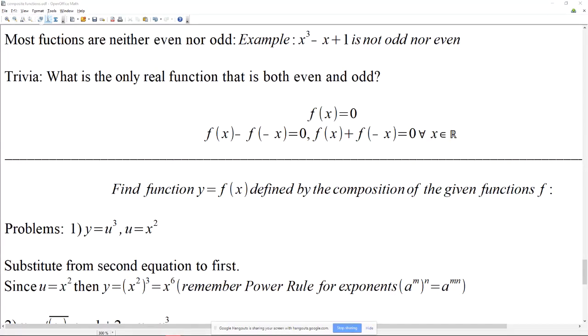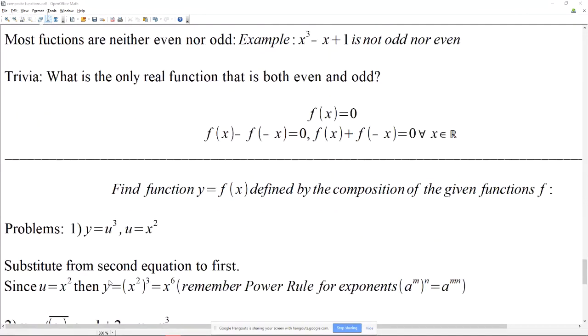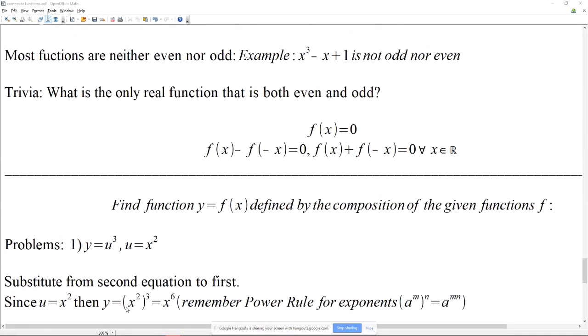So if I give you y equals u cubed and u equals x squared, I just substitute the second equation into the first. So what do you think this is going to look like? I'm going to take x squared and stick it where u is. So I end up with y equals the cube of x squared.